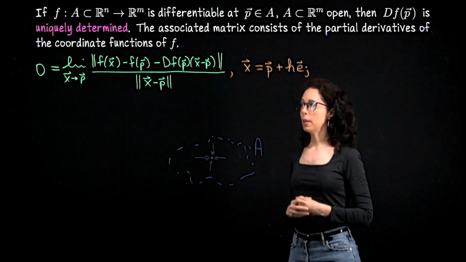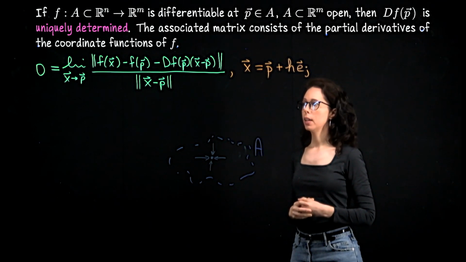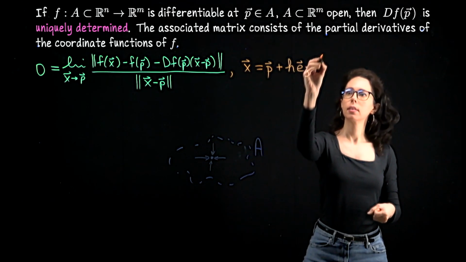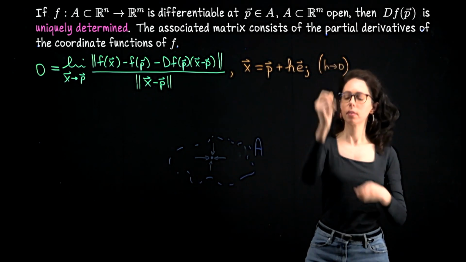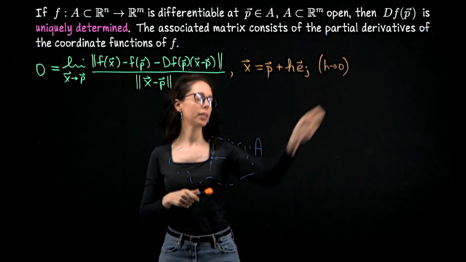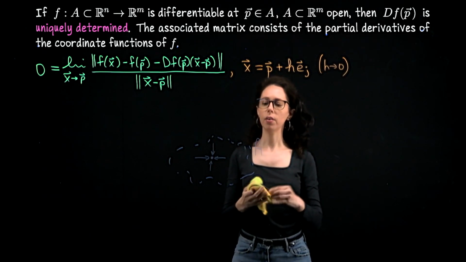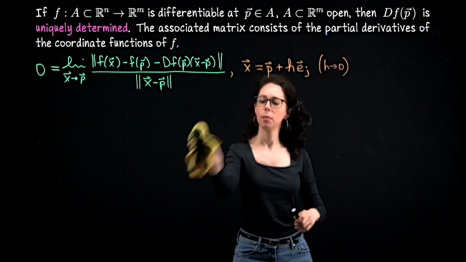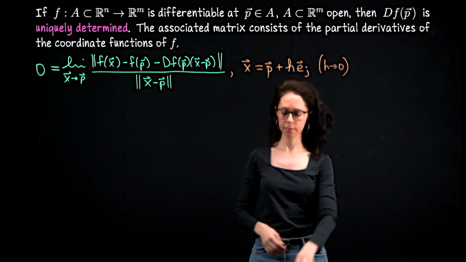This would represent that way of approaching p in the domain. Okay, then the limit as x approaches p now becomes a limit as h approaches 0. So we are converting our limit from one vector approaching another to a scalar going to 0. Okay, let's see what happens to this expression if we replace x with p plus h e_j.